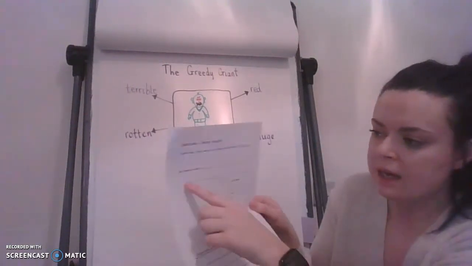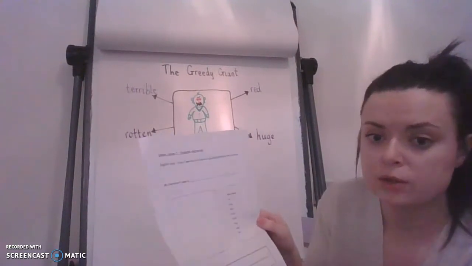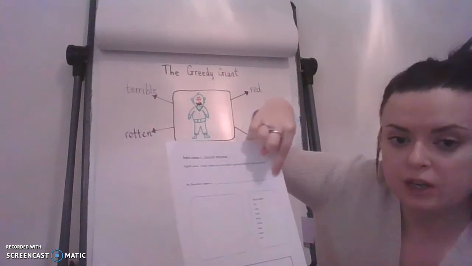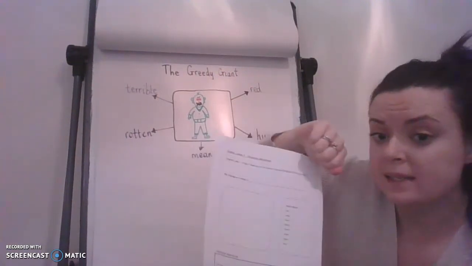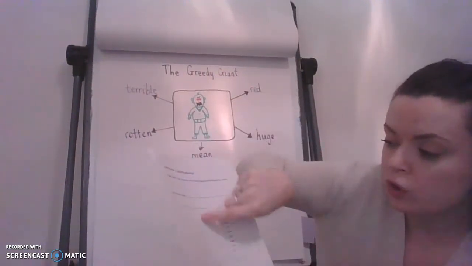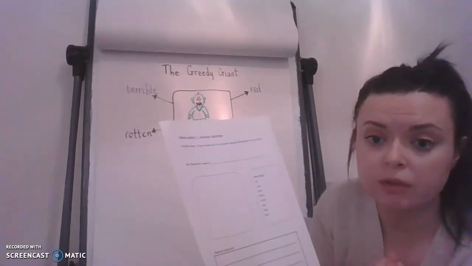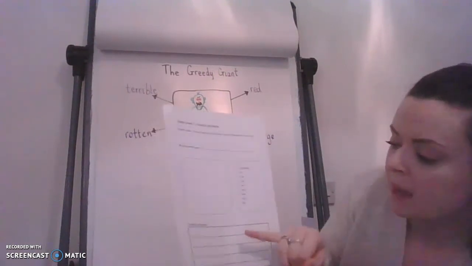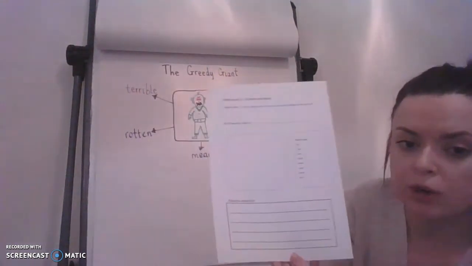So here it says what your character's name is. So my character's name is the Greedy Giant. So I would write the Greedy Giant on this line here, my neatest handwriting. Then you can draw your character again. If you've changed a few things and added a few features, you can add those in. Okay. And then at the bottom here it says character description.